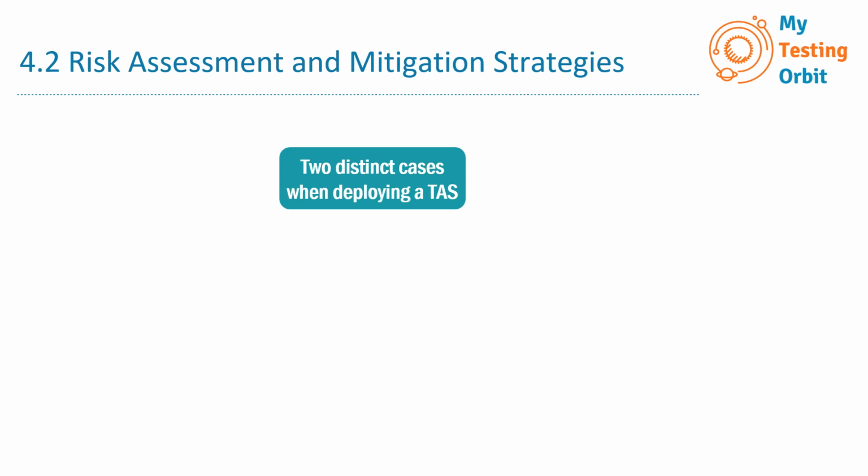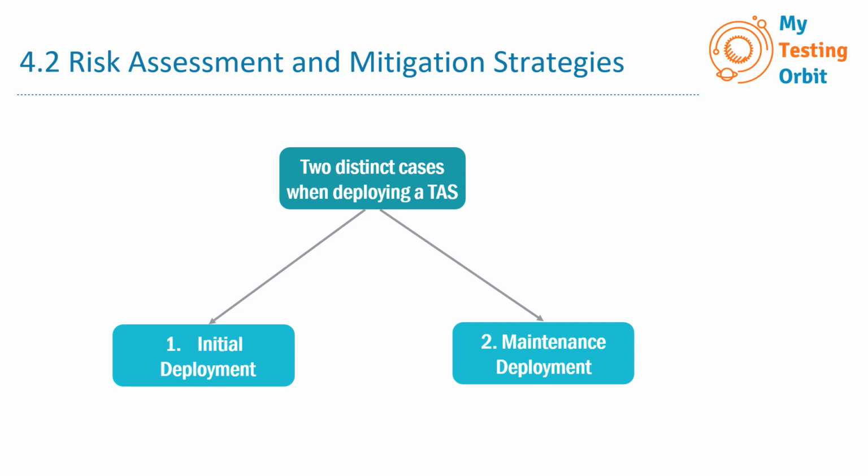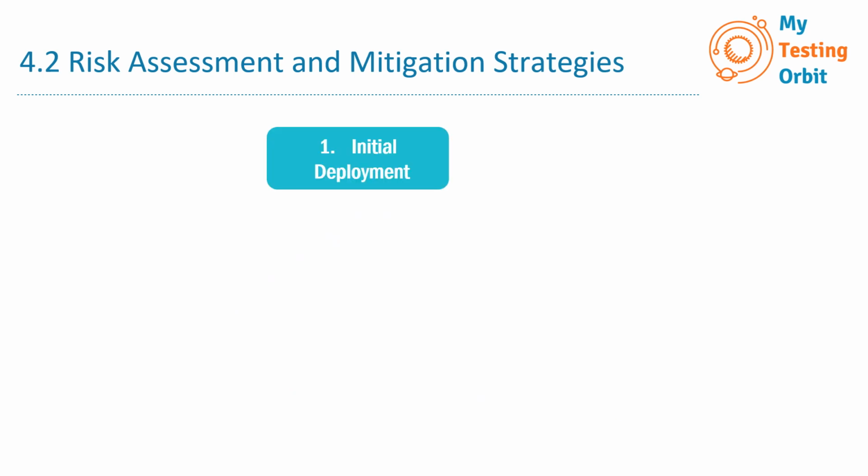There are two distinct cases when deploying a TAS. Number one, initial deployment. This is when we are setting up the TAS for the first time. And the second one is maintenance deployment. And in this case, TAS already exists and it needs to be maintained. Let's start with the initial deployment.